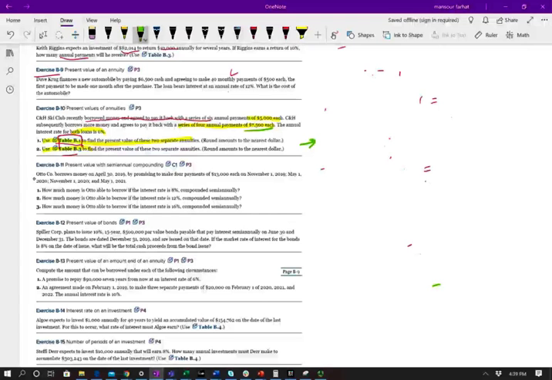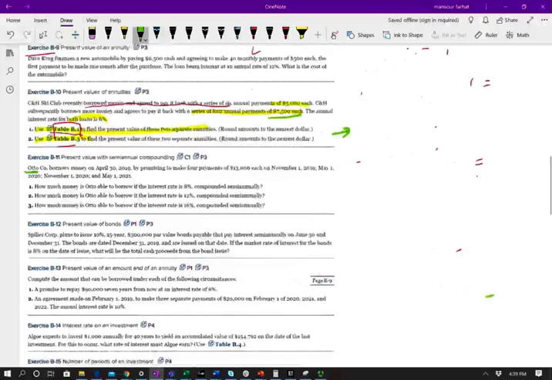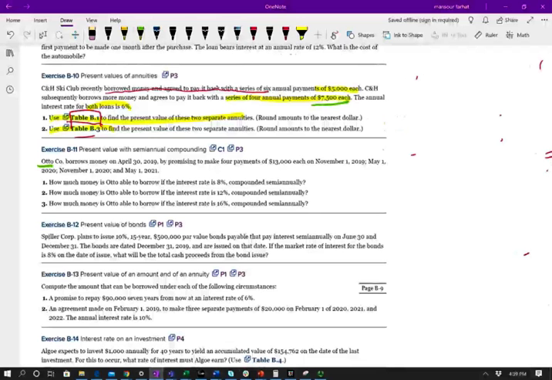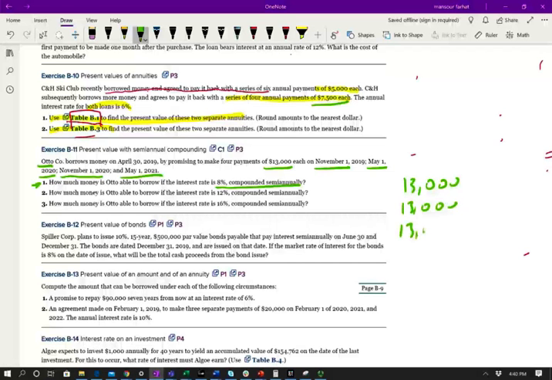Let's take a look at this exercise. Otto borrows money on April 30th by promising to make 4 semi-annual payments of $13,000 each, on November 1st, 2019, May 1st, 2020, November 1st, 2020, and May 1st, 2021. So notice here that we're going to be making four payments, and the payment is 13,000. How much money is Otto able to borrow if the interest rate is 8% compounded semi-annually? So Otto will have to make 13,000, 13,000, 13,000, and 13,000. This looks to me like an annuity.